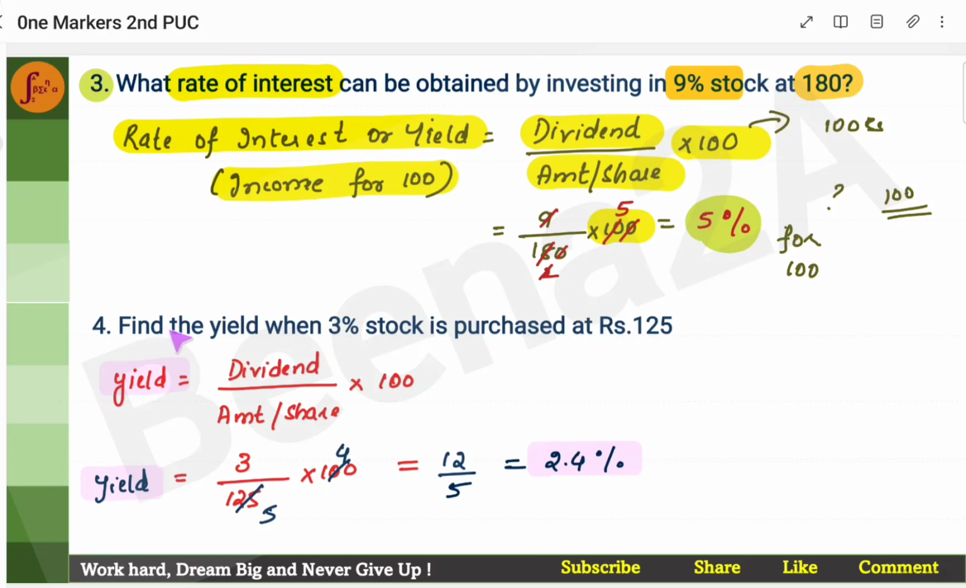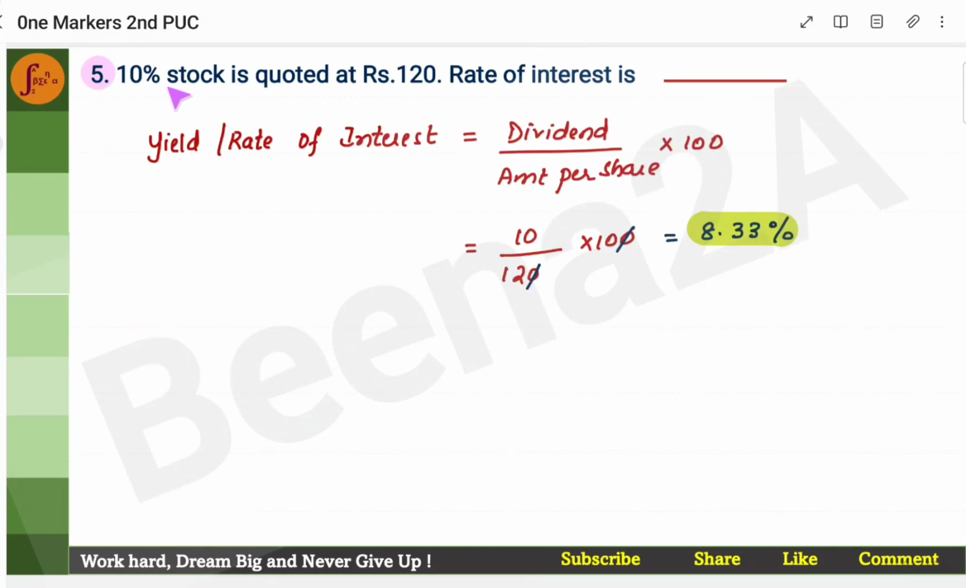Next problem. Find the yield when 3% stock is purchased at rupees 125. Find the yield. Same thing. Yield is dividend by amount per share into 100. Dividend is 3. Stock price is 125. And for how much you have to find? 100 rupees. So 2.4% is the yield or rate of interest, right? Yield or rate of interest. Remember this.